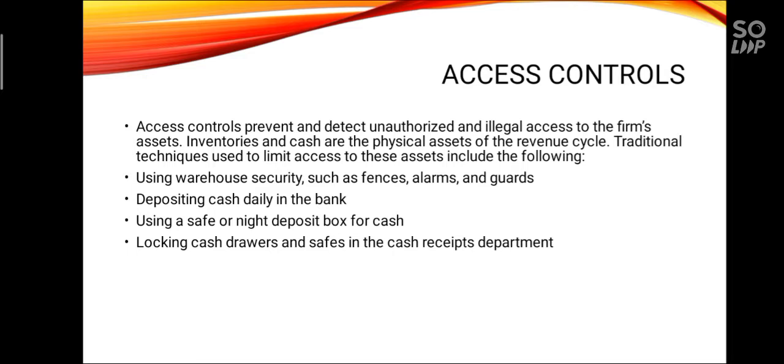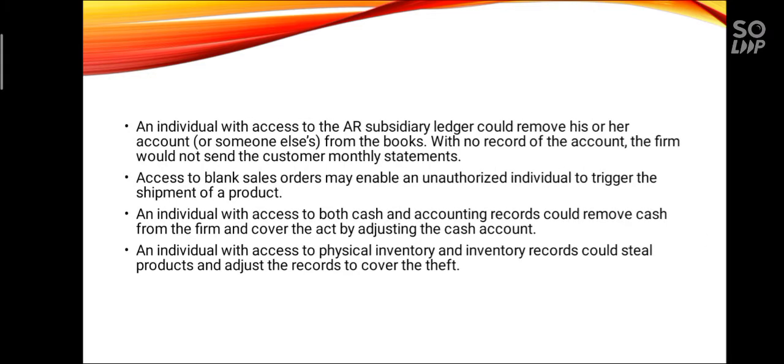The following examples of risk are specific to the revenue cycle. An individual with access to the AR subsidiary ledger could remove his or her account from the books with no record of the account. The firm would not send the customer monthly statements. For example, the person with access to the AR subsidiary ledger has an acquaintance who owes a debt.